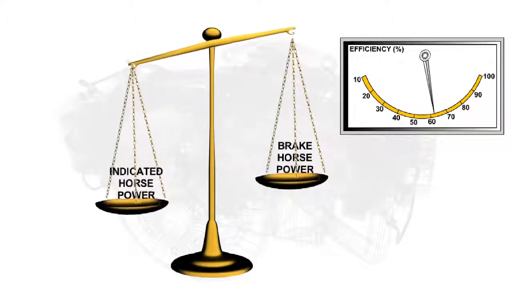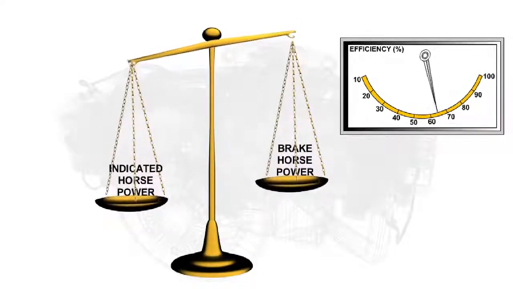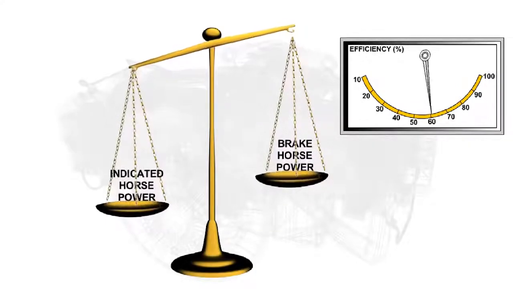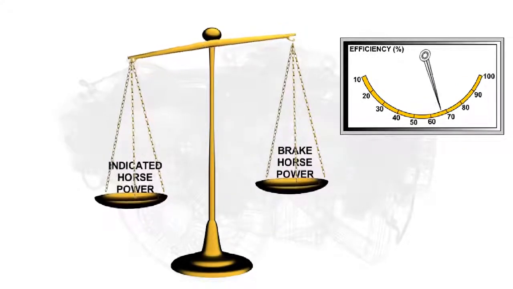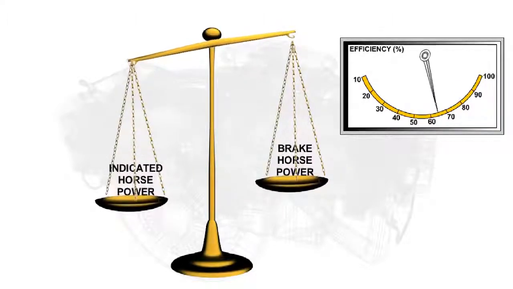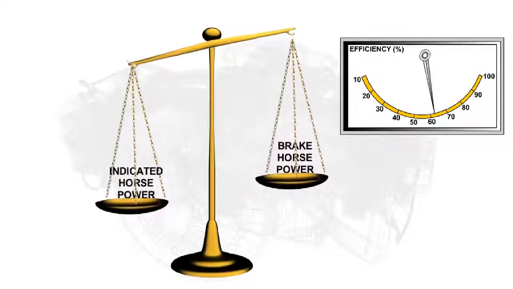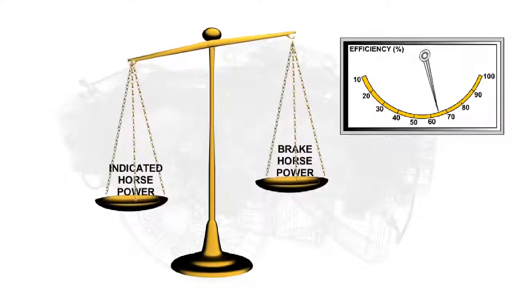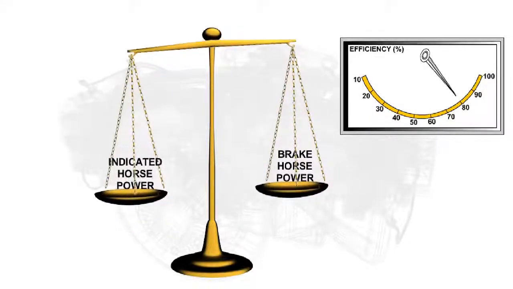The internal combustion engine converts the chemical energy in the fuel into heat energy, and then further converts it into mechanical energy. In the case of the piston engine, its mechanical efficiency can be defined as the brake horsepower divided by the indicated horsepower times 100. Typically, the mechanical efficiency of an internal combustion engine would be in the region of between 80 to 85%.